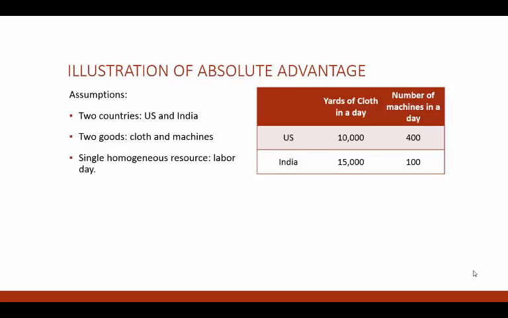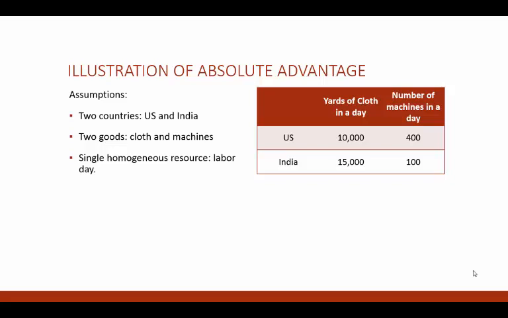Suppose we have a very simple model of the world, where we have just two countries. Let's say they are the United States and India. Two goods that could possibly be produced in the two countries, cloth and machines, and a single homogeneous resource that's assumed to be equal in both countries and is used in producing those goods, call that labor. The table shows us their productive capabilities if all labor is used exclusively in producing either good over a period of one day.